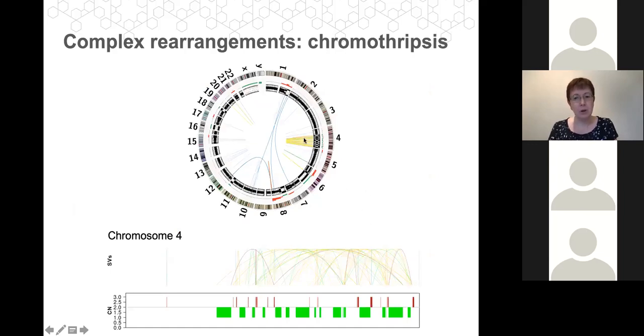So this is an example of a chromothripsis in one of our melanoma patients, and this one is entirely focused on chromosome 4. And if you zoom in here, you can see this high number of structural rearrangements, which is shown in the lines here, and then the oscillating copy number between 2 copy number states, which is typical of chromothripsis.